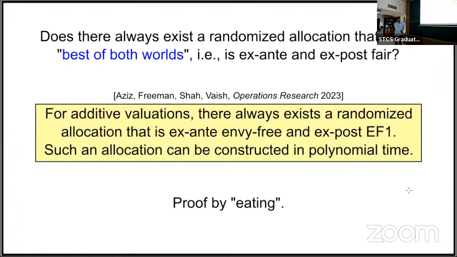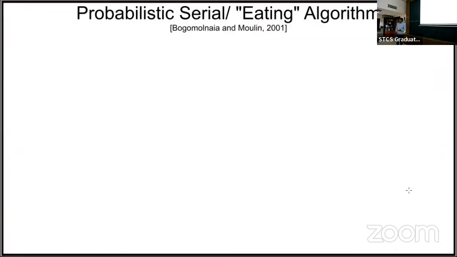All right. So the algorithm that I'm going to talk about, I'm going to refer to it as the eating algorithm, but it actually has a name in the economics literature. It's called the probabilistic serial mechanism, and it's due to a 2001 paper by Bogomolnaia and Moulin. And we'll see how this algorithm actually works really well for our best of both worlds problem.